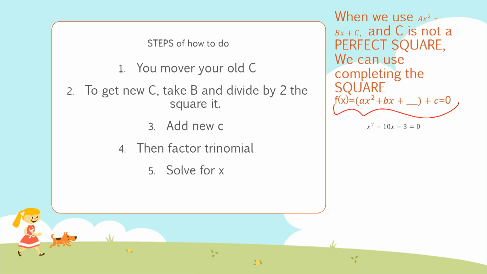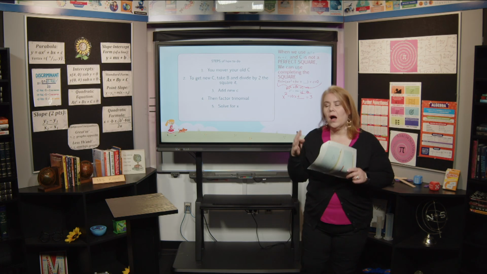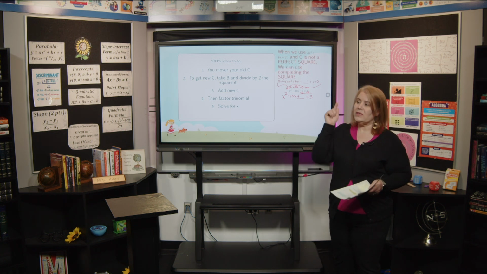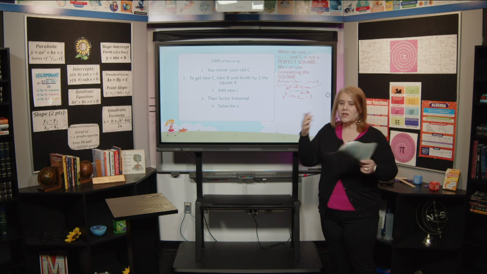So let's go ahead and do this. I have ax squared plus bx plus c equals 0. I'm going to move that c, so I'm going to have x squared minus 10x plus my new c. When it says to move it, I'm going to do the opposite operation and get it on the other side of my equal sign. Let's remember, whatever I do to one side of my equation, I always have to do to the other side. We don't ever want to forget that.